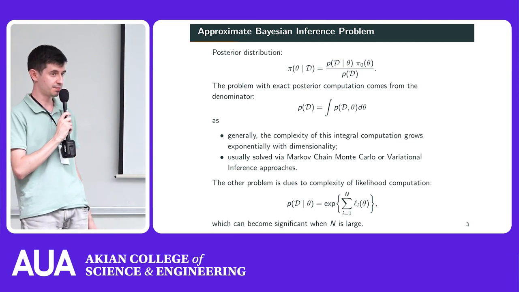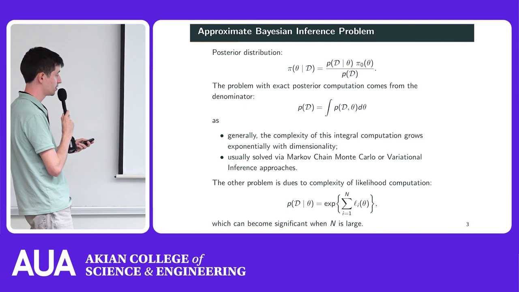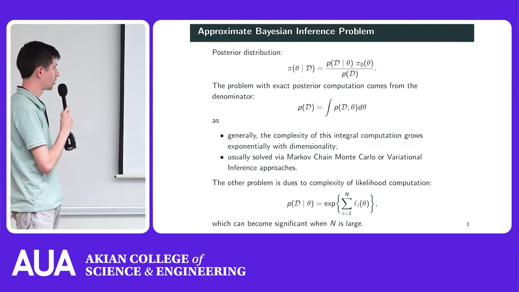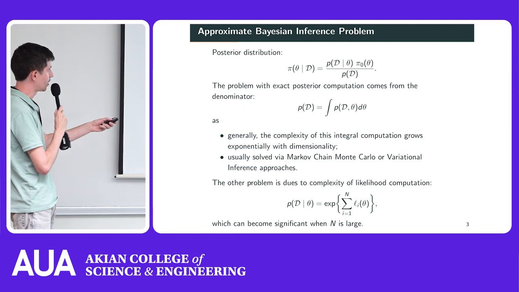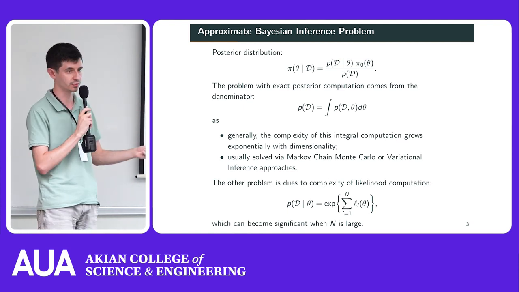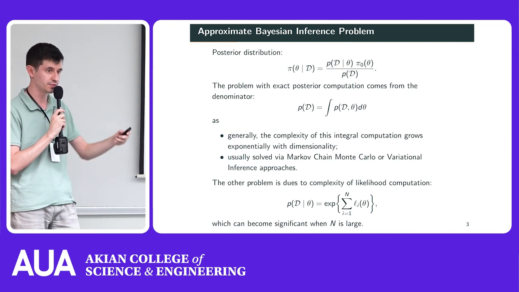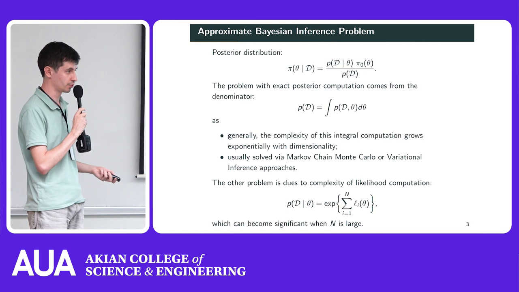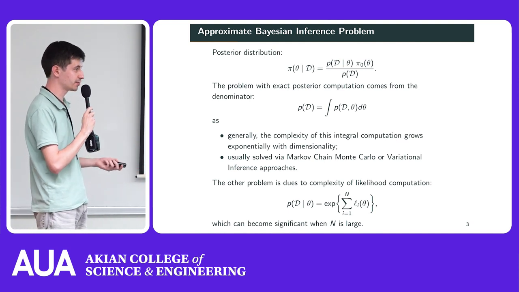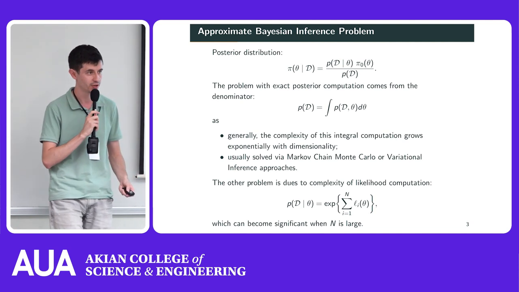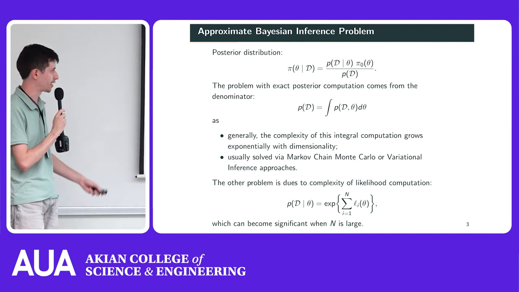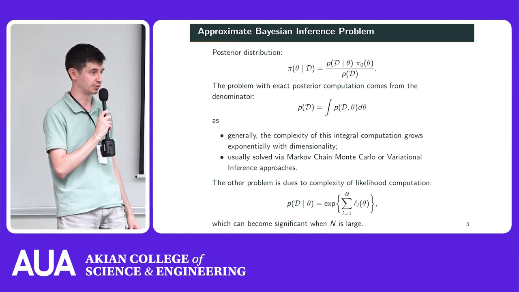However, these formulas are a bit problematic for different reasons. The mainstream problem which people consider is that the denominator is very problematic to compute. The numerator is given: you have some prior, you have a likelihood, it's all given. But in the denominator, you have an integral, and this integral is usually hard to compute. Of course, there exist cases like conjugate distributions when it's easy to compute, but in the general case it's hard, and people consider various approaches to sample from this distribution or to approximate it. The most well-known are Markov chain Monte Carlo and variational inference.